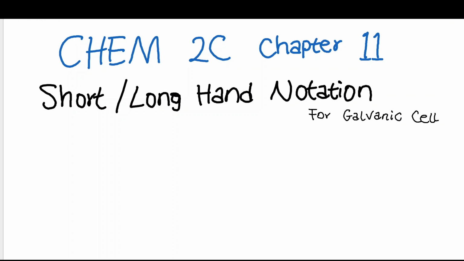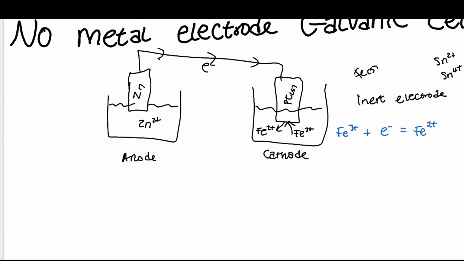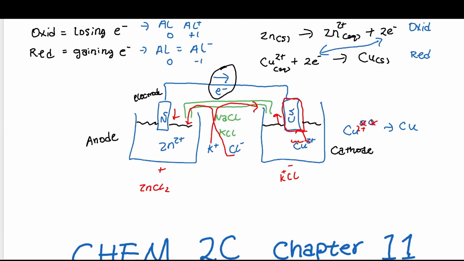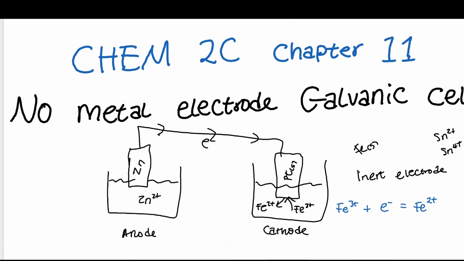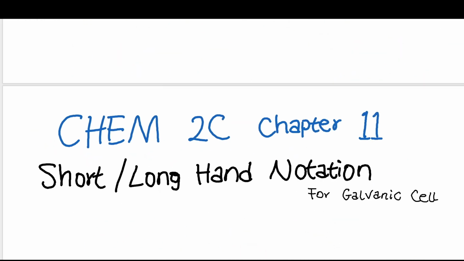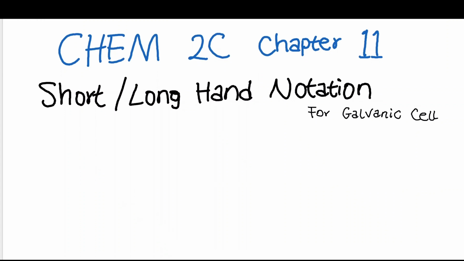So, shorthand and longhand notation for galvanic cells. These are not that bad, as we already know half of it if you watched the previous videos, because the longhand notation is basically just these, like this, then this, and that's the longhand notation. Like you would assume, it's just the long form.